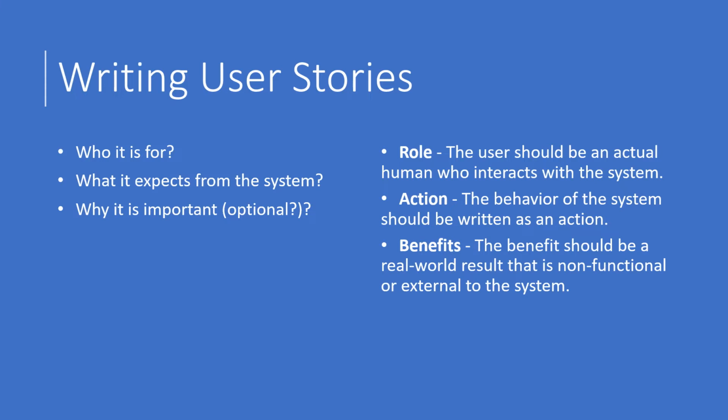When we talk about the essential elements, we're really looking for a role, and the role should be an actual human being who interacts with the system. We need to be as specific as possible, and keep in mind that the development team is not a user. We need an action, that is, the behavior of the system should be written in such a way that it describes the action. Usually, it's unique for each user story. The system is implied and doesn't get written into the story. And we want to make sure that we're using active voice, not passive voice.